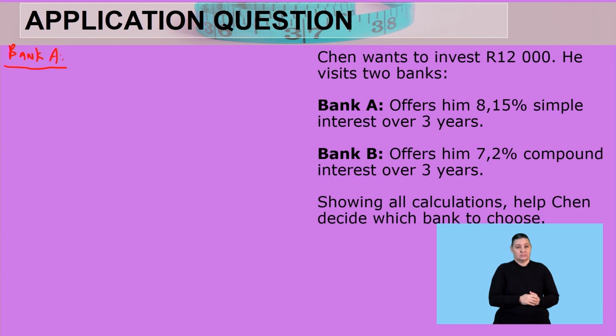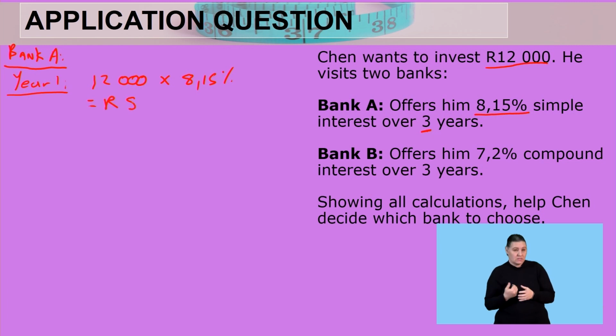Okay, we have 12,000 Rand. The interest rate is 8.15%, and this is for 3 years. So let's go with year 1. Remember, we've got to take the principal amount, 12,000 Rand, and multiply that by the interest rate, 8.15%. We get the interest amount. I get 878 when I use my calculator. And this is the interest.